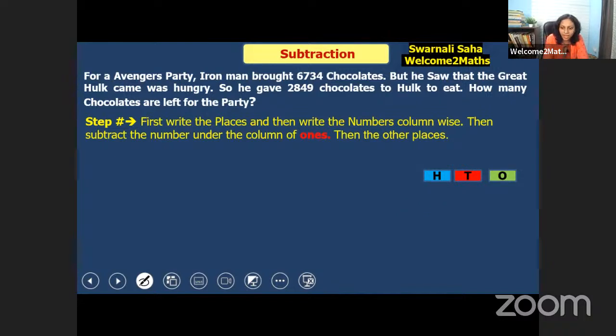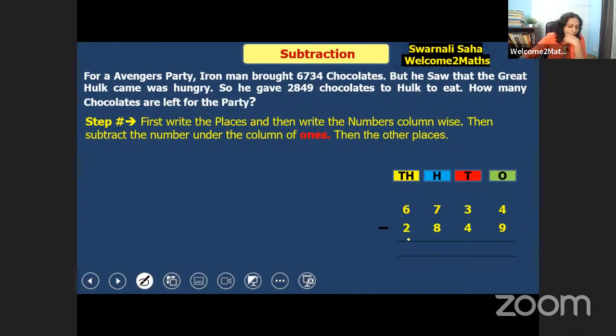So you have to do subtraction. Let's see it. So we write the places here. Now you can see it's 6734 and 2849. Okay. So now we have to do subtraction. Let's see it.